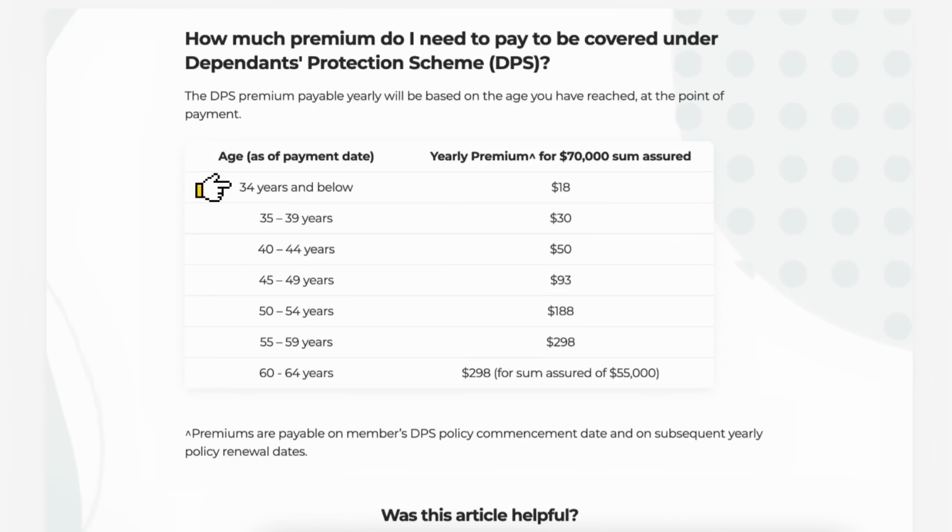For example, if you're 34 and below, you're paying $18 per year for $70,000 coverage. Then as your age increases, your premium will increase as well. To me, this is an affordable term insurance, so I suggest all of you to just keep it. And it acts as a good supplement for those of you who have term insurance as well.